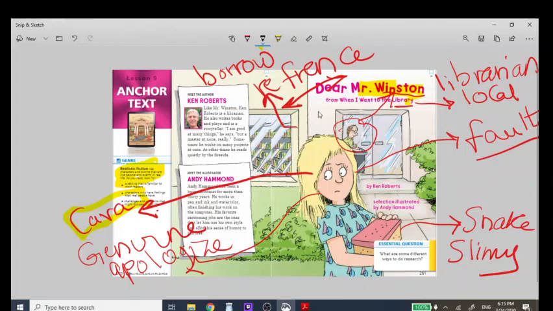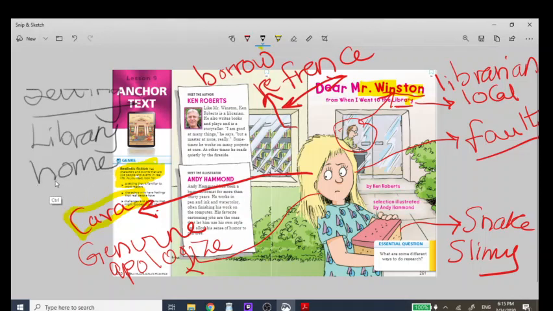Yeah, obviously I have the setting, right? So where is the setting? The setting is the library and home. So we have two settings. Library, obviously in the picture, and we will get to know later that we are having the home as a setting. Okay? Then we need to find out about the plot.